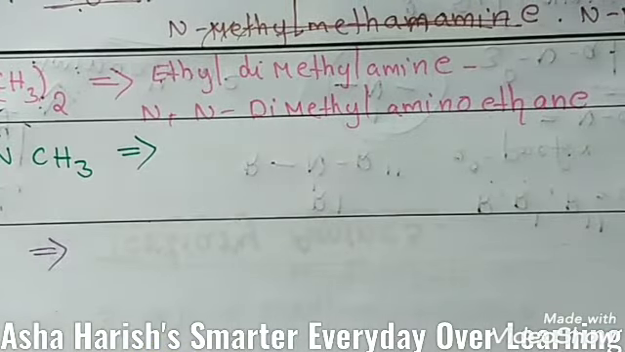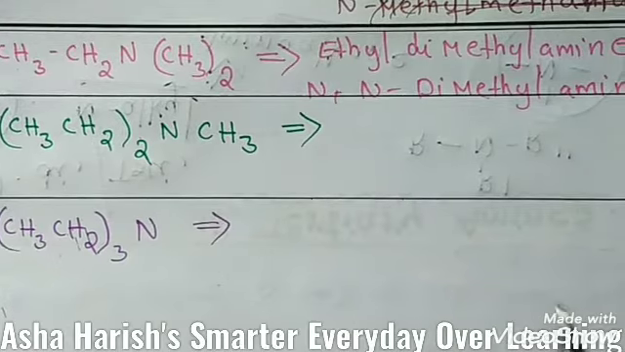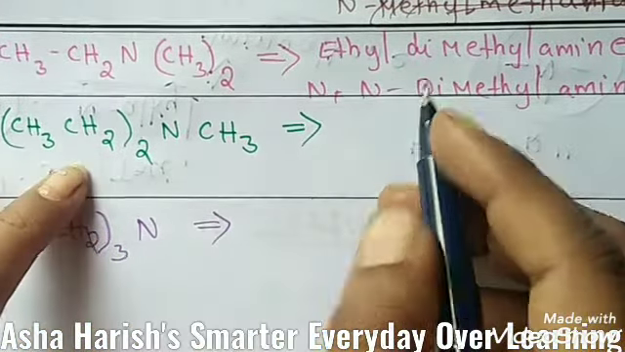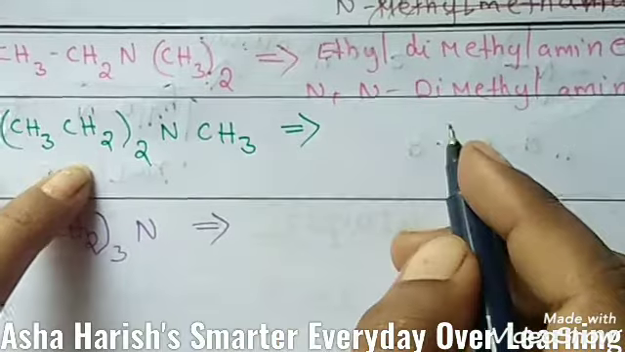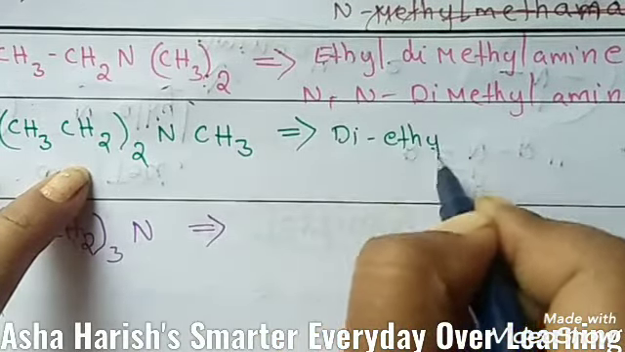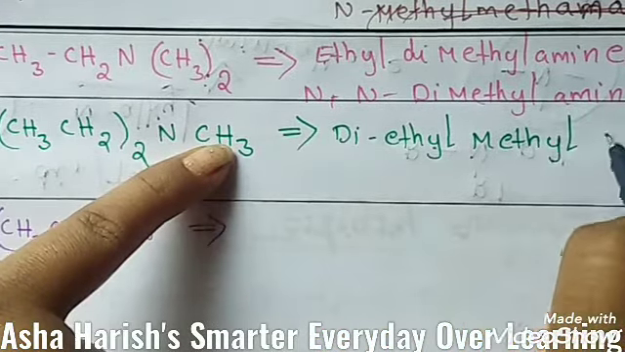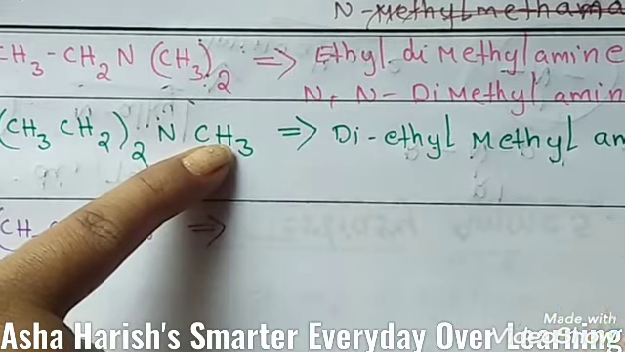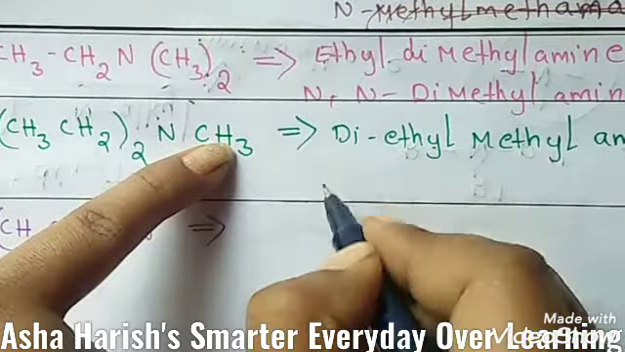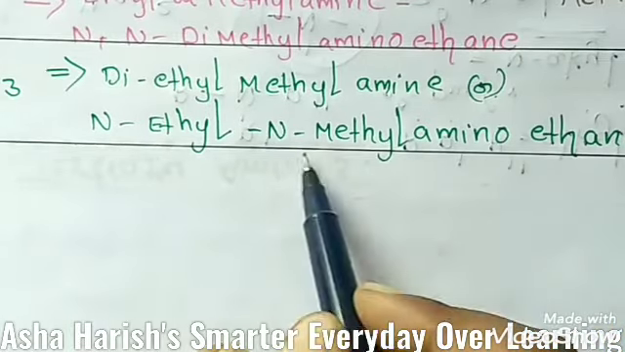And let's see the third example, (CH3CH2)2NCH3. Here only two ethyl groups are located, so diethyl, and one methyl is there, diethylmethylamine. Here it is completely based upon alphabetical order. Okay, and here you can represent this as N-ethyl-N-methylaminoethane, based upon alphabetical order.